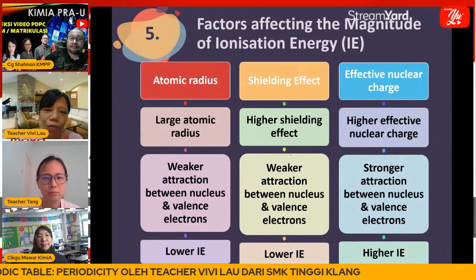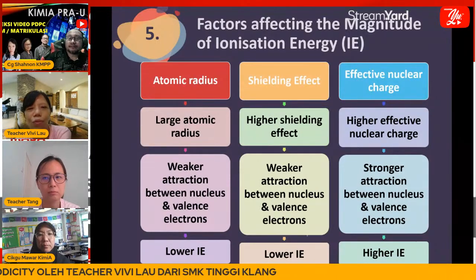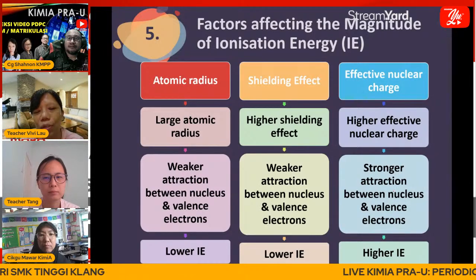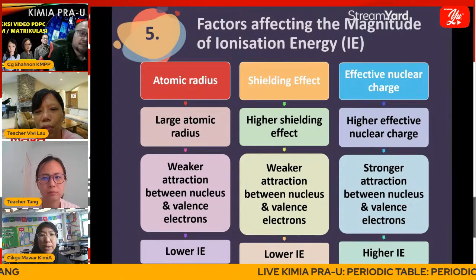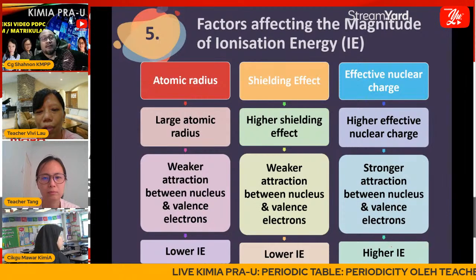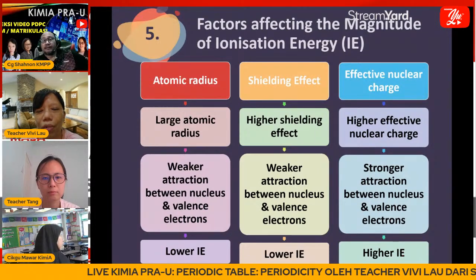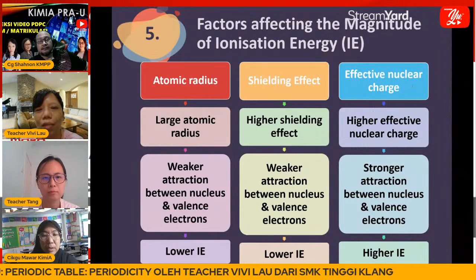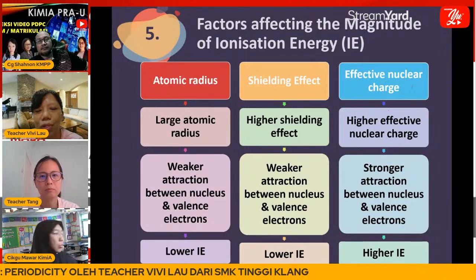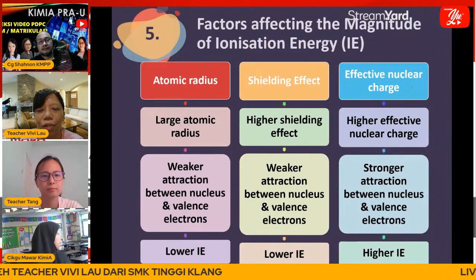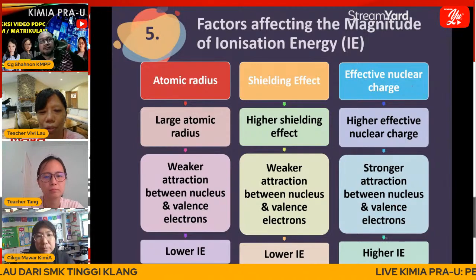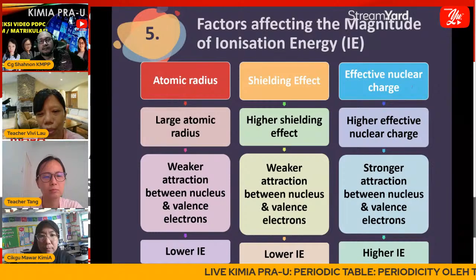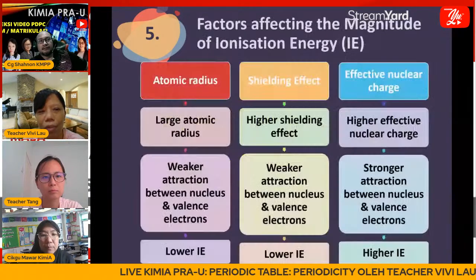Okay, so higher screening effect, so lower ionization energy. Higher effective nuclear charge means stronger attraction between the nucleus and valence electron, so higher ionization energy. So going across the period, atomic size decreases, nuclear charge increases, so effective nuclear charge increases, so stronger attraction between nucleus and valence electron, so across the period, higher ionization energy.